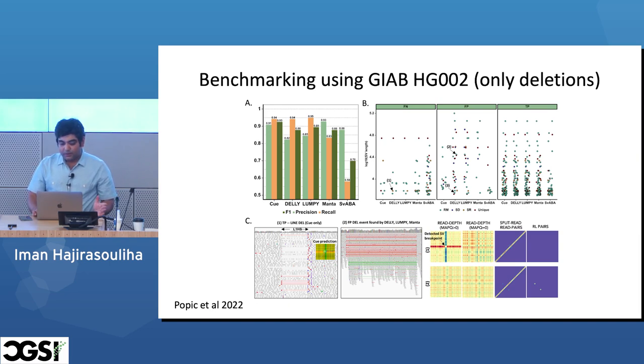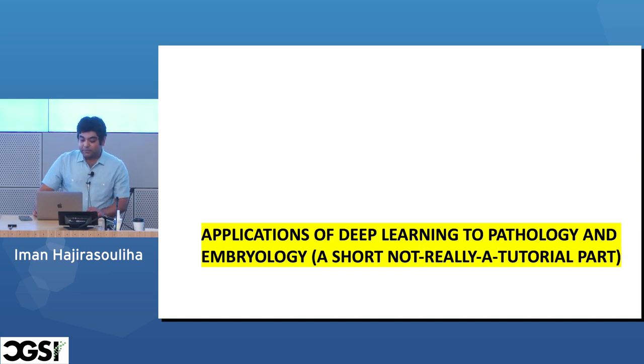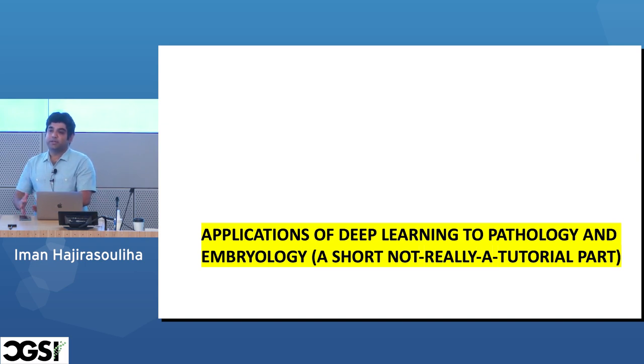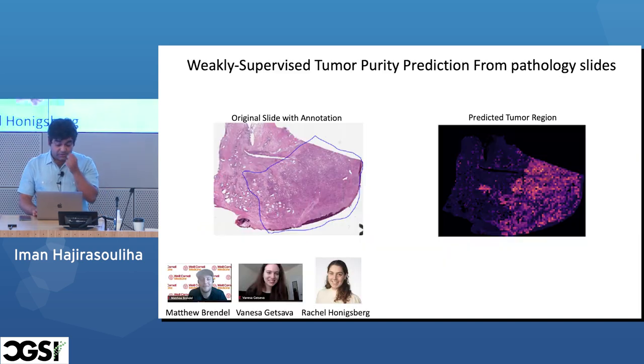So for the last, I don't know, 5-7 minutes, I'm going to highlight some other applications of deep learning in my lab, mostly on digital pathology and also embryology. I'm not going through the details. I just want to introduce a problem and say deep learning can be applied to these sets of problems as well. The first problem is still an ongoing project led by my student Matthew Brendan. He was actually in CGSI for the first week.